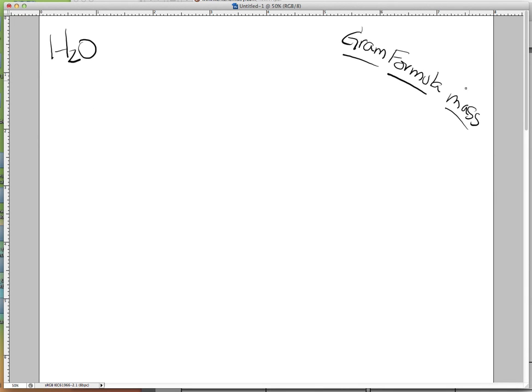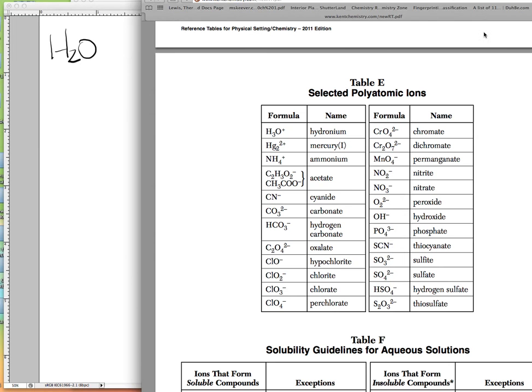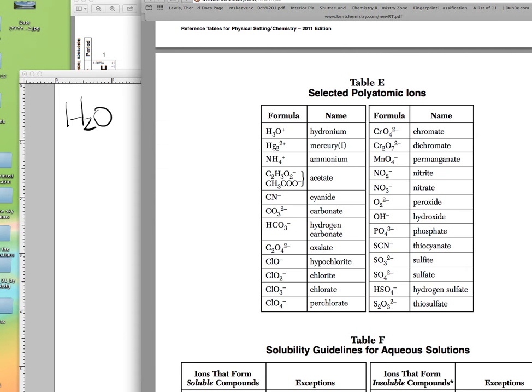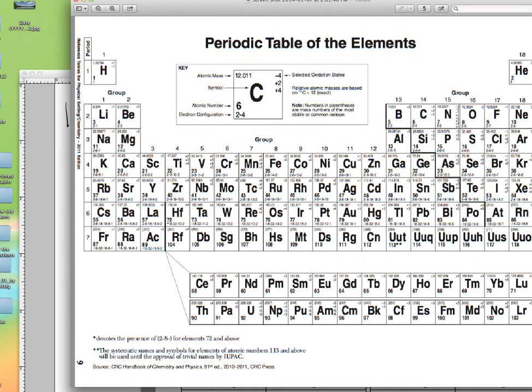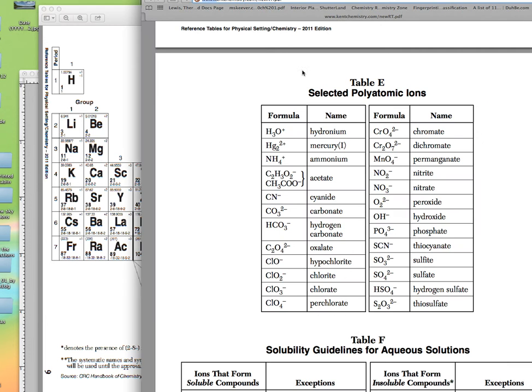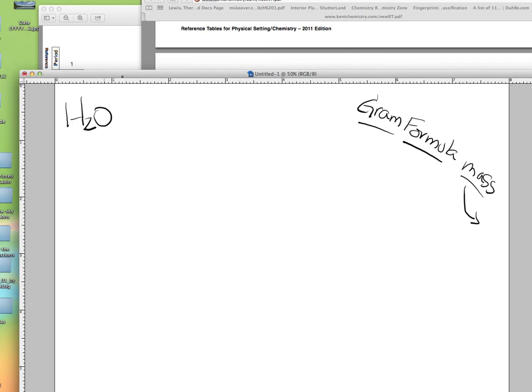Okay, where do we get the mass from? We're going to get the mass from our periodic table. So that is right here. Let's see if I can show you. Take number 8652. Okay, there it is. So there's our periodic table, and the masses are going to be up here in the upper left hand corner. So those are the numbers that we're talking about when I say take the mass. That's our periodic table, that's our reference tables.